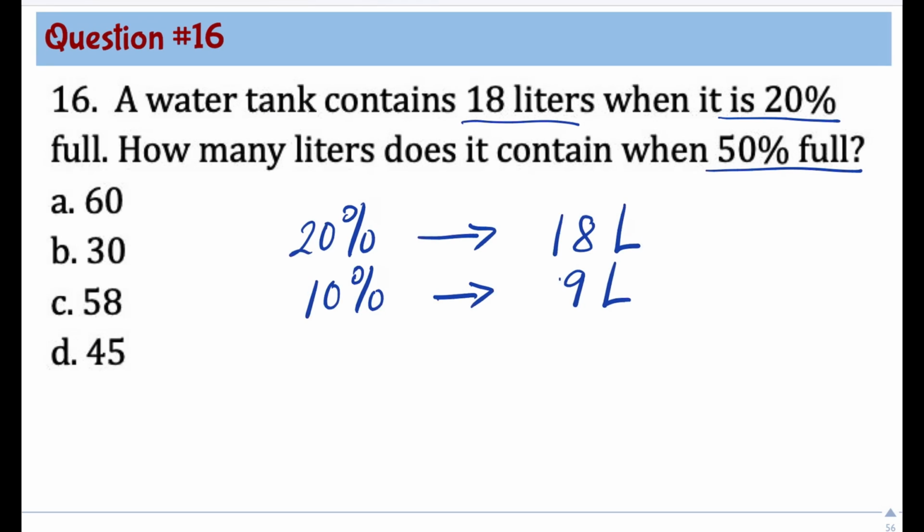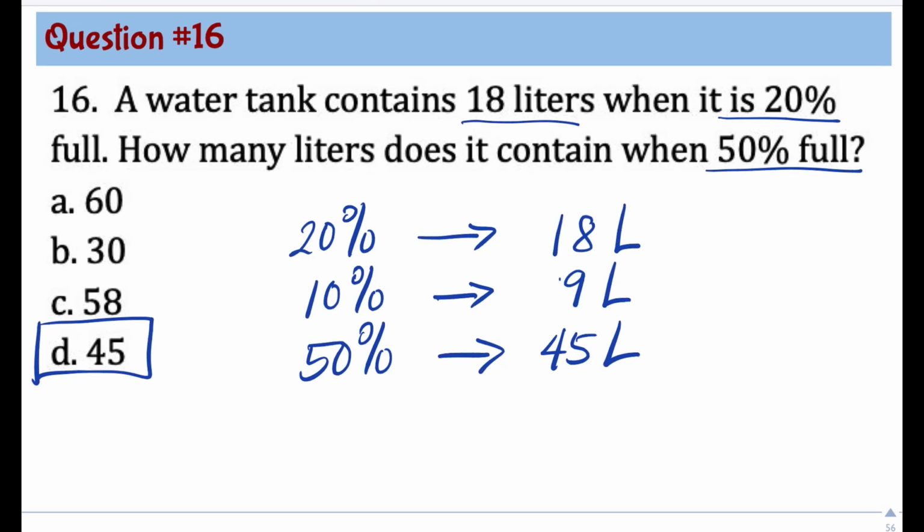So 50% means you simply multiply it, and that gives you 45 liters. So the answer is letter D, 45 liters.